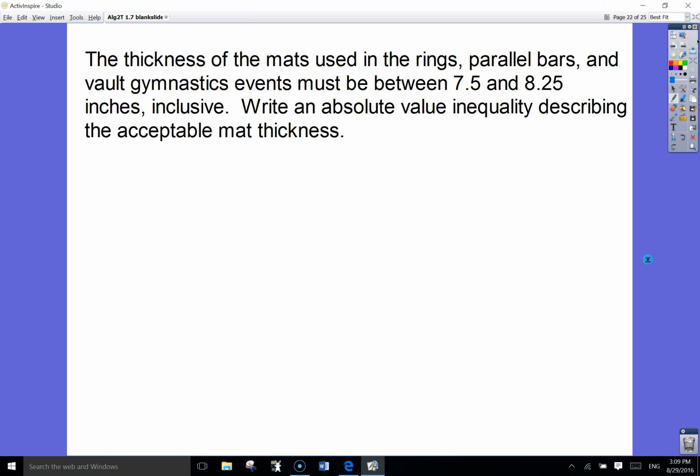Okay, similar problem. And these are examples in the book if you wanted to look at their pictures. Right. The thickness of the mats used in the rings, parallel bars, and vault gymnastics events must be between 7.5 and 8.25 inclusive. Write an absolute value inequality describing the acceptable mat thickness. So let's see, it can be in between 7.5 and 8.25.